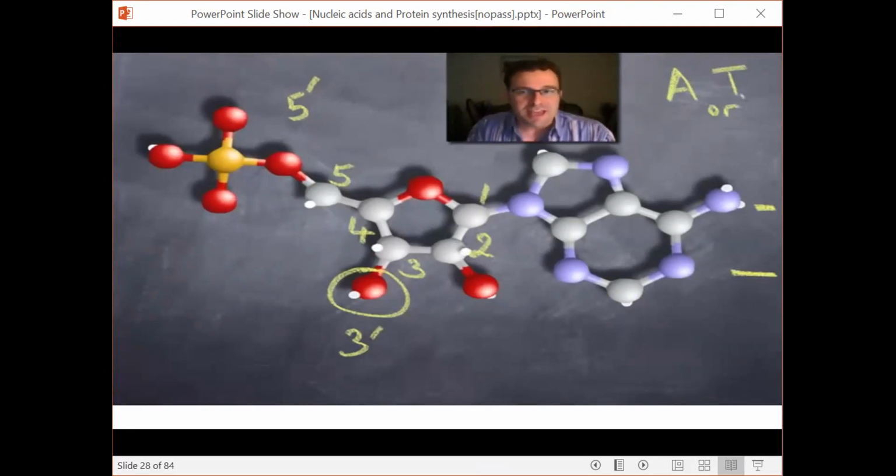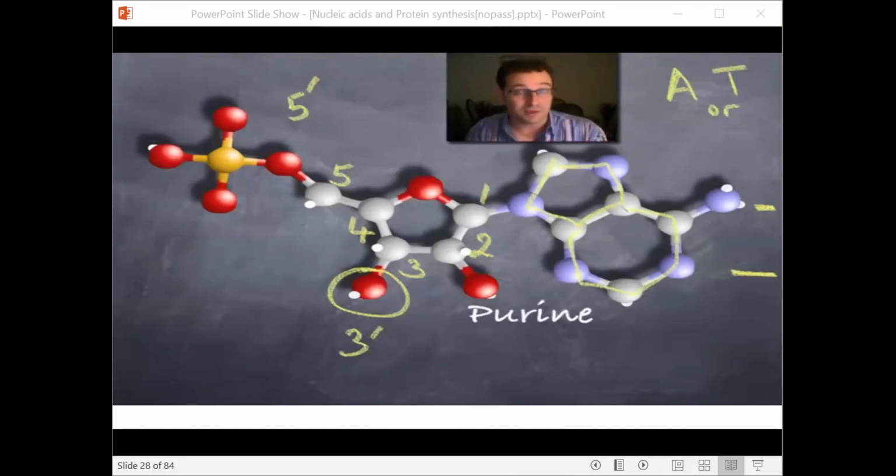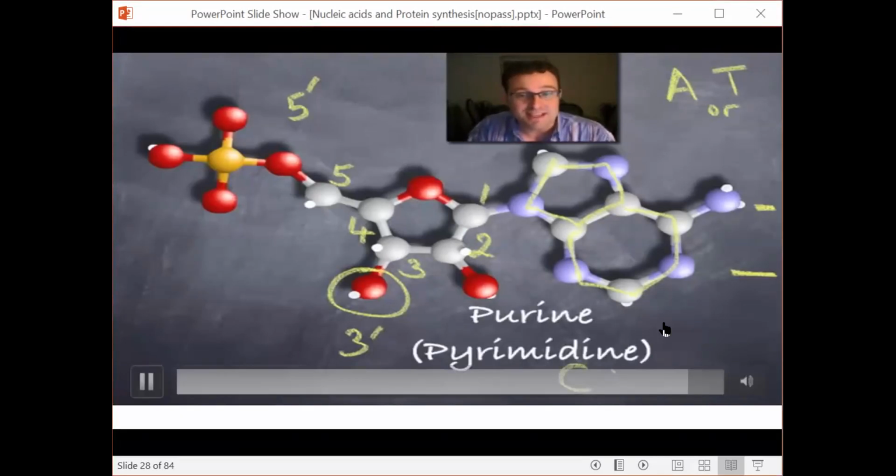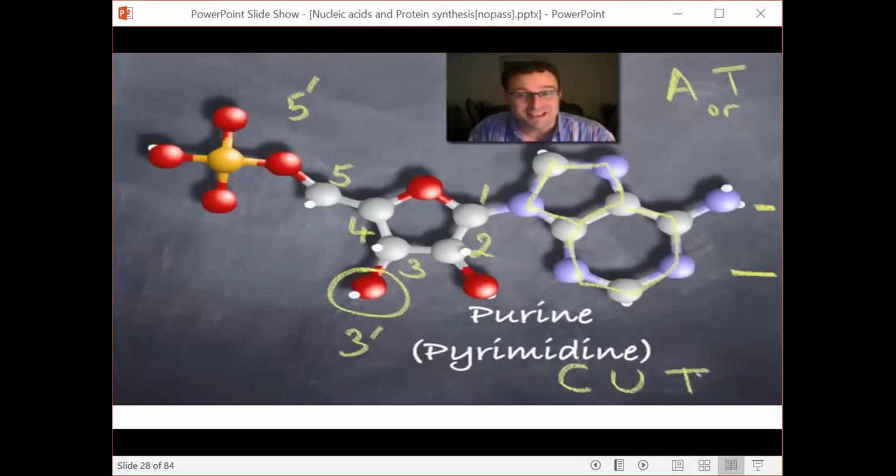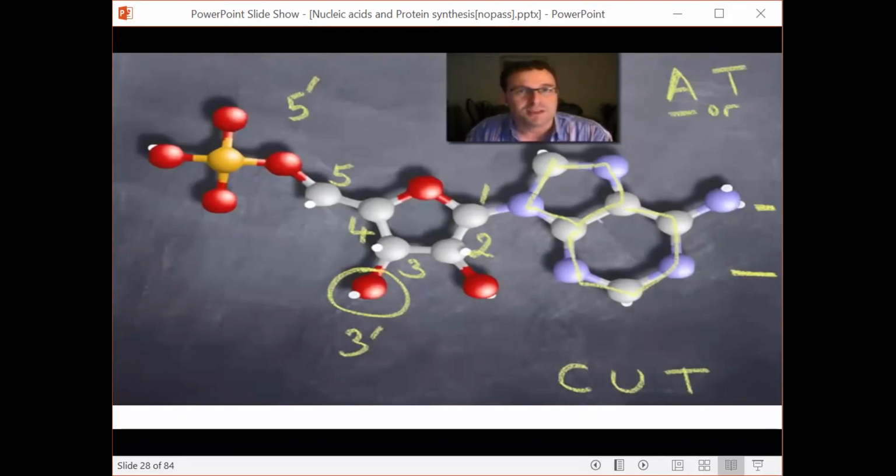Okay, so how do we tell whether it's adenine or thymine? Well, you remember that some of the bases have two rings in them like this one does. You can see there's one ring there and one ring here. And the ones with two rings like that we call purines. The ones that have a single ring we call pyrimidines. And you might remember that the bases C, U, and T are the pyrimidines. This one, of course, is adenine, so it must be a purine.